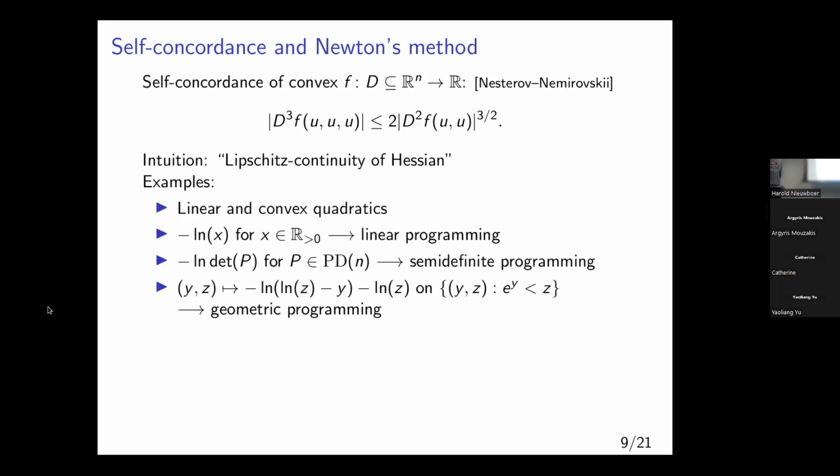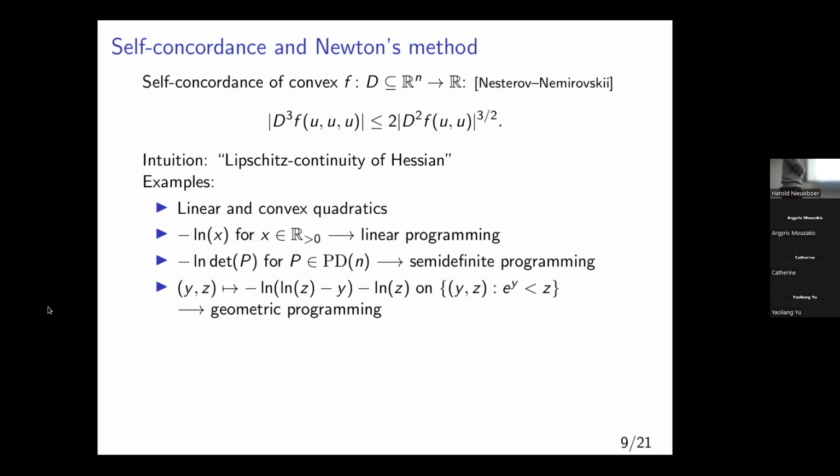Now, of course, the definition is nothing without examples. There are some silly examples like linear functions. They are self-concordant, because the second and the third derivatives are 0, so I'm estimating 0 is less than 0. Also convex quadratic functions are self-concordant because the third derivative is 0. So these are two easy ones.